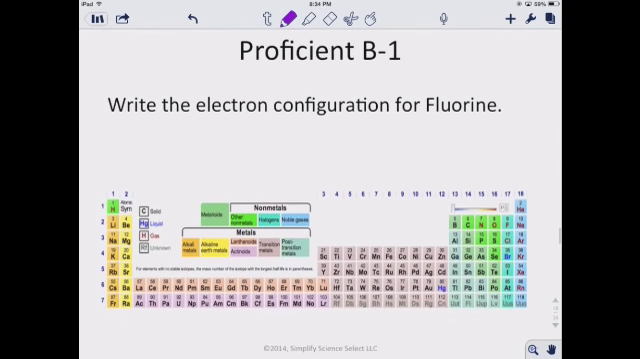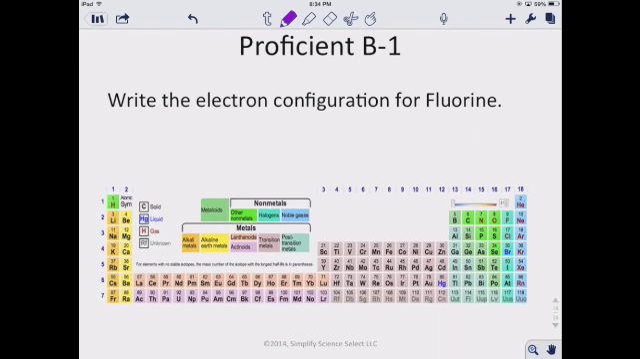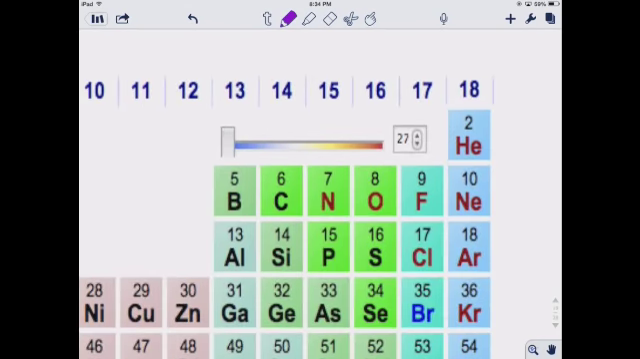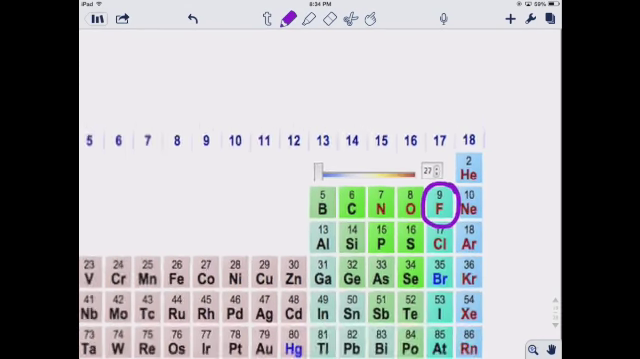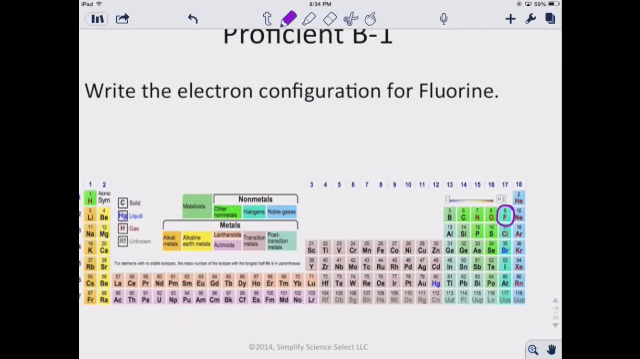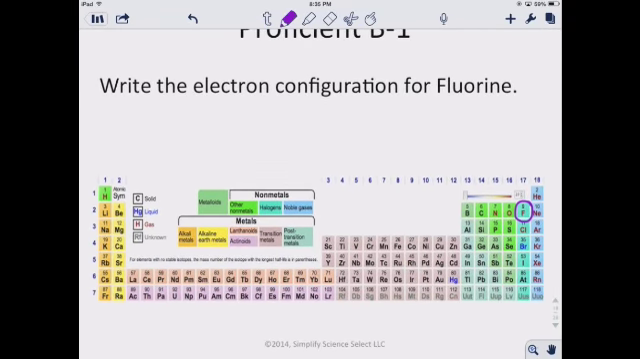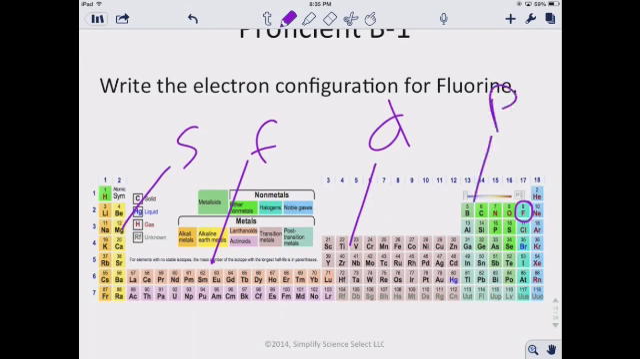So let's go ahead and practice this and actually write the electron configuration for fluorine. So how we do this is we first find where fluorine is. It's right there. And what we're going to do is we're basically just going to count until we get to fluorine. And remember our blocks. This is S, this is F, this is D, this is P. Okay, so we count. This is our first energy level, so we are 1. It's our S block, so we write S, and then we count 1, 2. So we write 1s2. Then we keep going because we haven't gotten to fluorine yet.